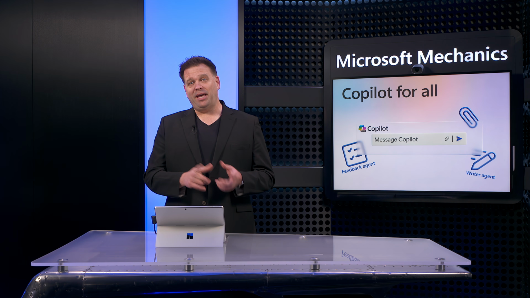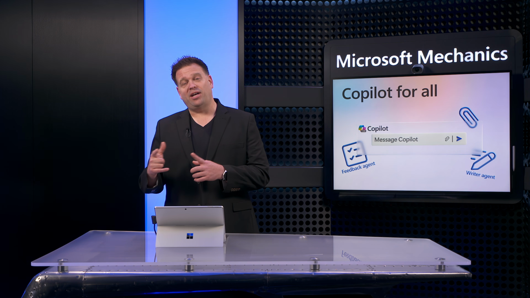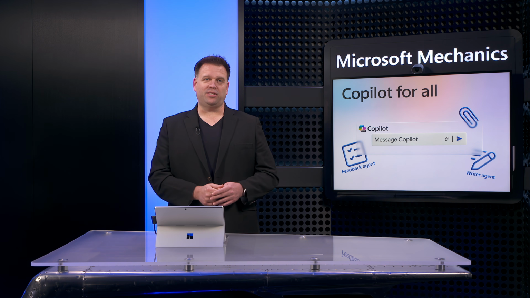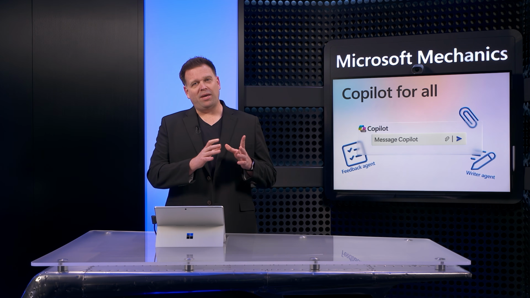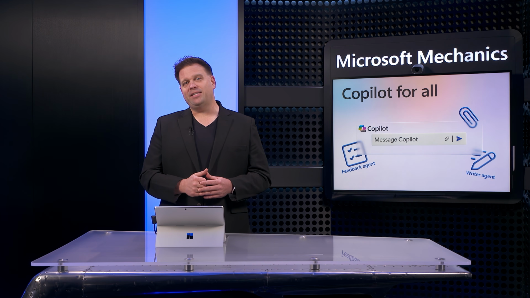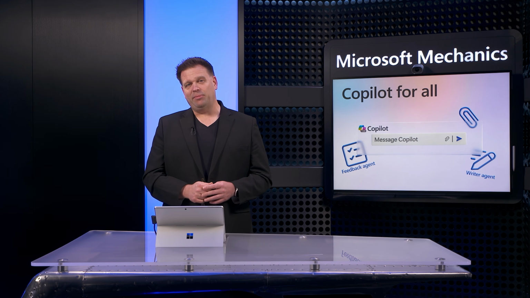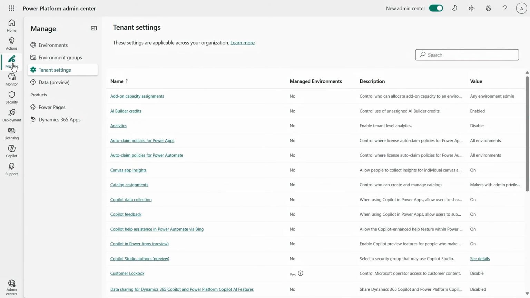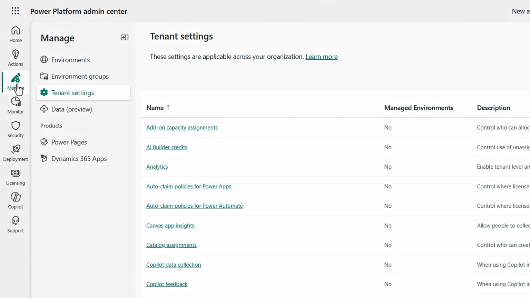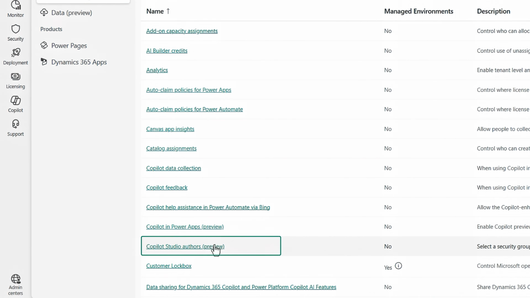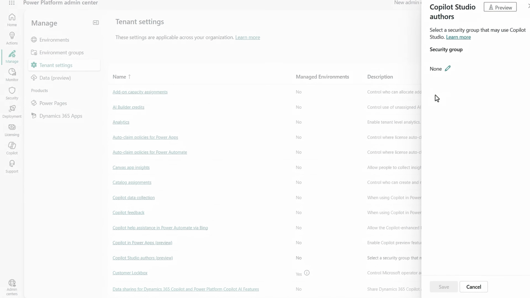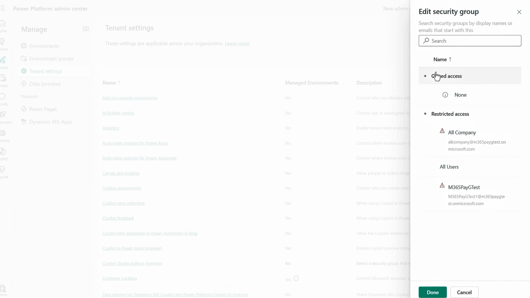Next, I'll show you how to set up agents, starting with who has agent authoring permission in Copilot Studio. Now, by default, everyone in your organization with a Microsoft Entra account will have access, and you can also choose to limit access. So from the new Power Platform Admin Center under Manage and Tenant Settings, select Copilot Studio Authors. From there, you can edit the default configuration.